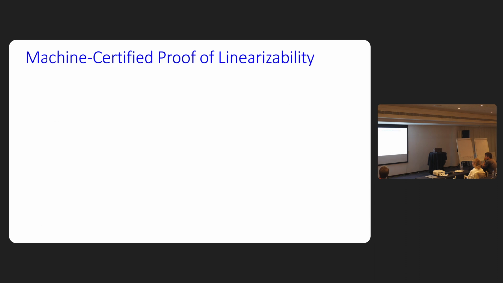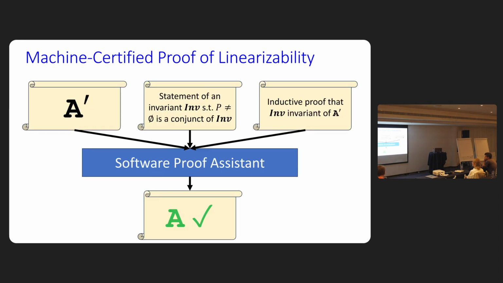Okay. So, finally, how will all of this help with getting the machine certified proof of linearizability? So, let's say this is your software proof assistant. In our case, we used TLAPS, the TLA proof system. So let's say this is TLAPS or some other software proof assistant. And let's say this is an algorithm A whose linearizability you are convinced of. You designed it and you know it is linearizable, but you want to prove that it's linearizable.